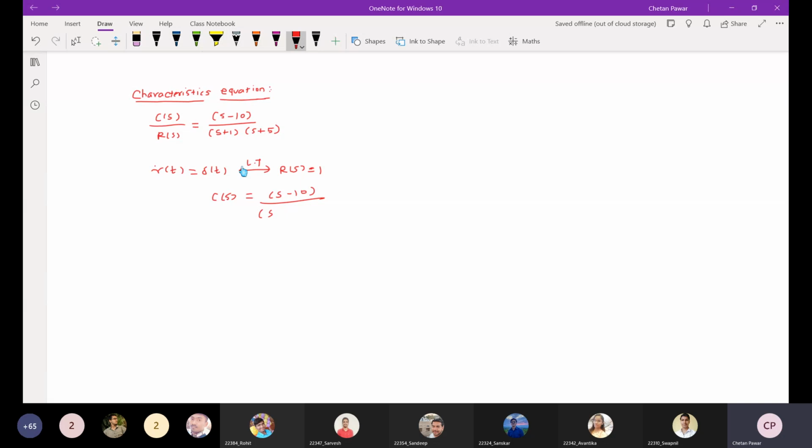s minus 10 over s plus 1, s plus 5. Okay. So if you take a partial fraction of it, and if you take an inverse Laplace transform here, that will be C of t equals k1 e raised to minus t plus k2 e raised to minus 5t. All are causal systems, right? So u of t is implied only, the unit step response, all are right-handed signals.